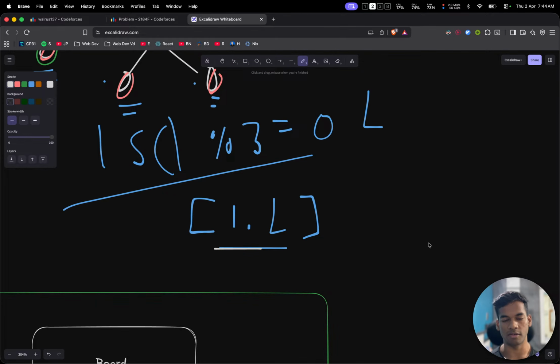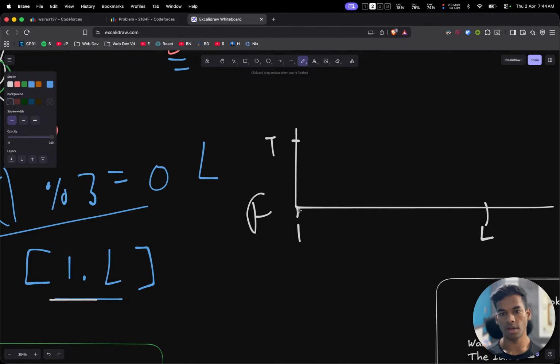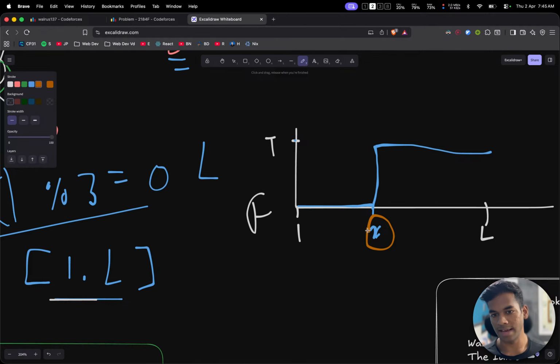Nope, binary search does not make sense, because in binary search, if your graph is like this, 1 to L, and this is false and true, then at some point your answer is in one state, and at some point X, your answer switches to the other Boolean state. And what you can find using binary search is this exact point X, where the value of your function switches from whatever it was before to something else.